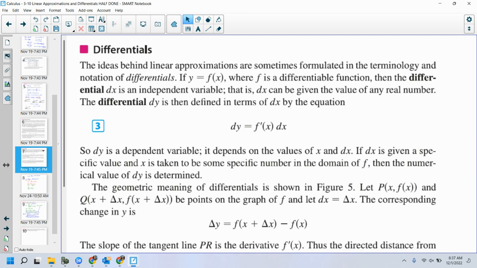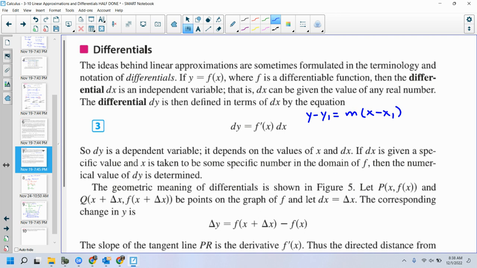Really, not much. The differential formula is dy equals f prime x dx, and that comes straight from the point-slope form of a line: y minus y1 equals m times x minus x1. The word differential has the root difference, which just means subtraction. So the differential on y, which is y minus y1, equals f prime of x, the slope m, times the differential on x, which is x minus x1.